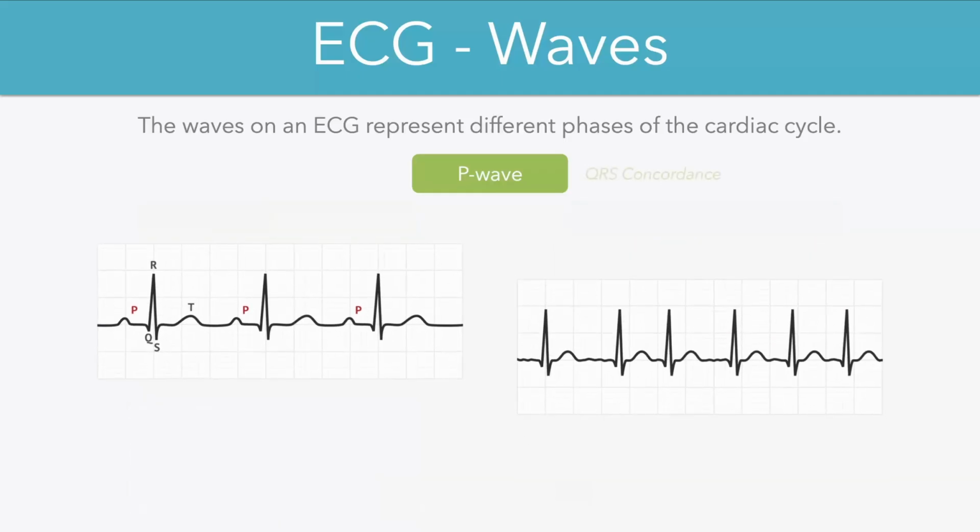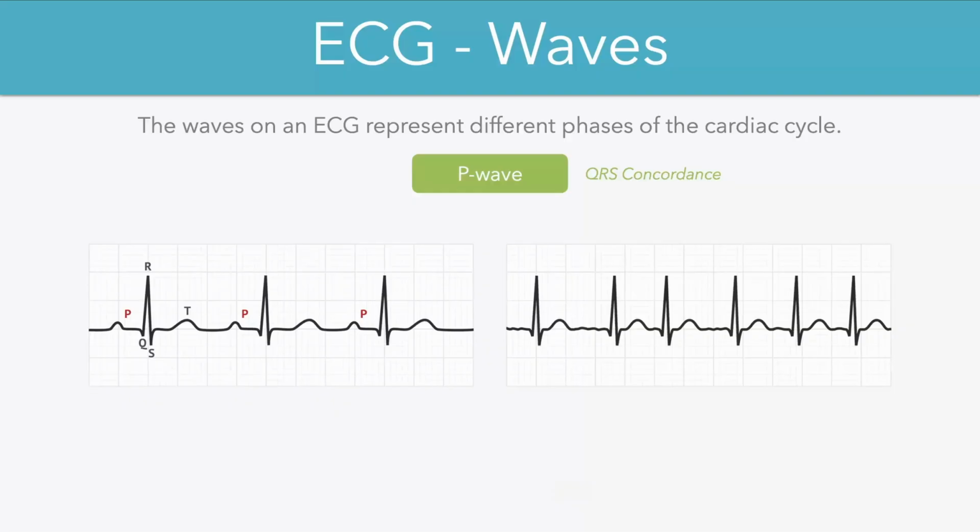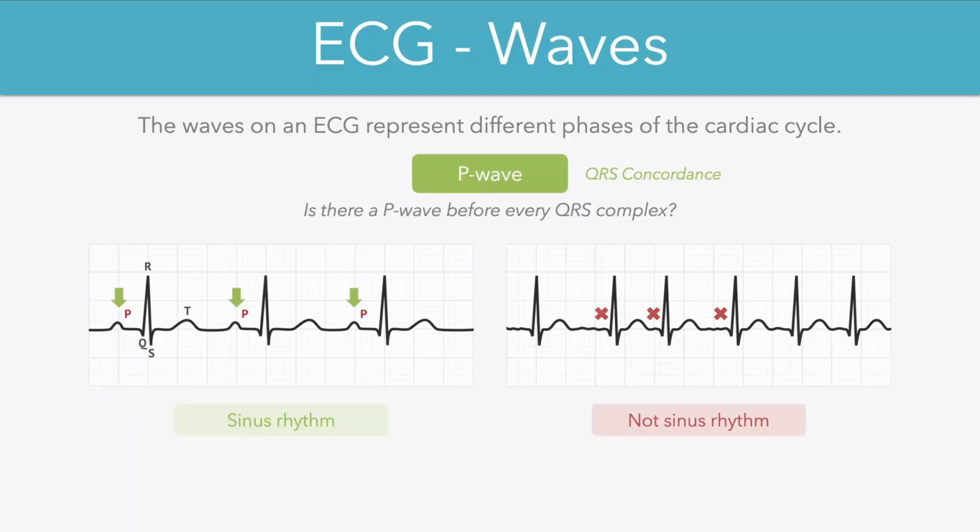After assessing the morphology, the second thing we want to ask is about QRS concordance, and the main question we're asking here is if there's a P wave before every QRS complex. If we take a look at the tracing on the left first, we can see that there are clear P waves before each QRS complex, and this is referred to as sinus rhythm because the impulse is being generated in the sinoatrial node. Comparing this to the tracing on the right, we can no longer see clear P waves, and this rhythm would therefore be deemed not to be sinus.